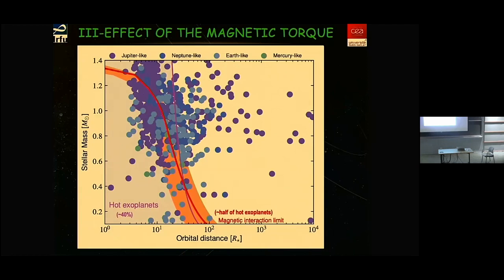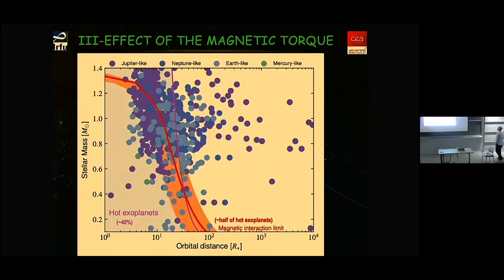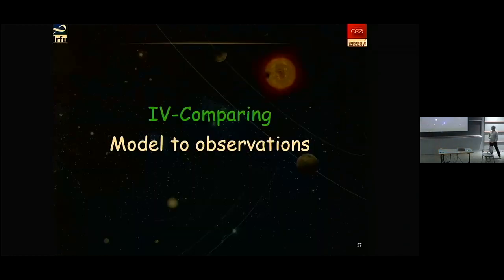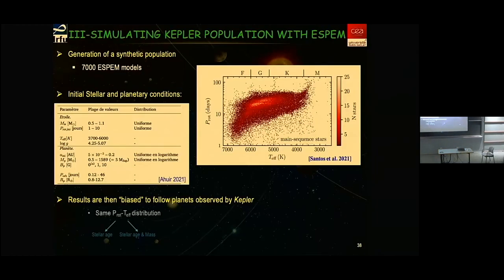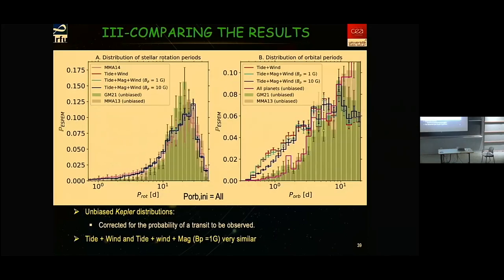And the important thing is that everything which is inside this line here, well, this part here, will be following magnetic interaction. So let's go to the observations. We do 7,000 SPEM models with mass. Well, that's the characteristics. We can go back into the details, and that's the actual results.